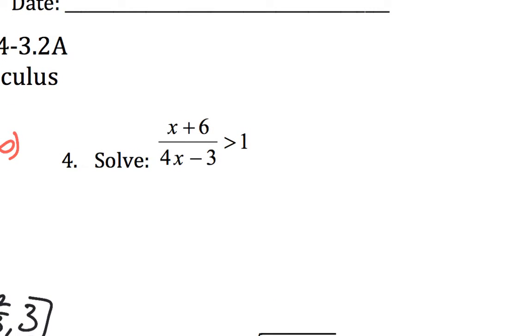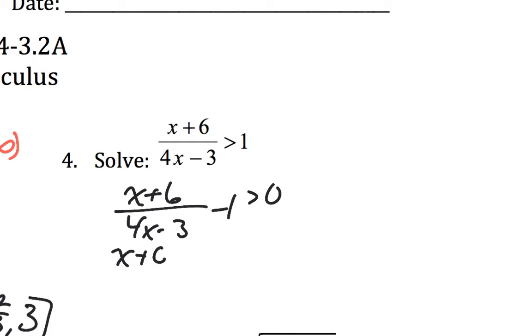4. This one's a rational function. I need to move the 1 over. So this is (x plus 6) over (4x minus 3) minus 1 is greater than 0. I need to get a common denominator. I like that 1 because it makes it easy to do. So this is going to be (4x minus 3) over (4x minus 3).